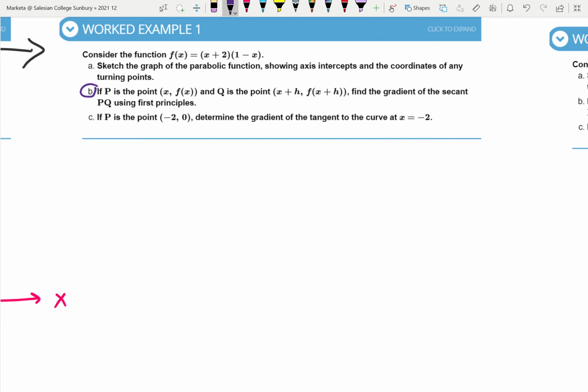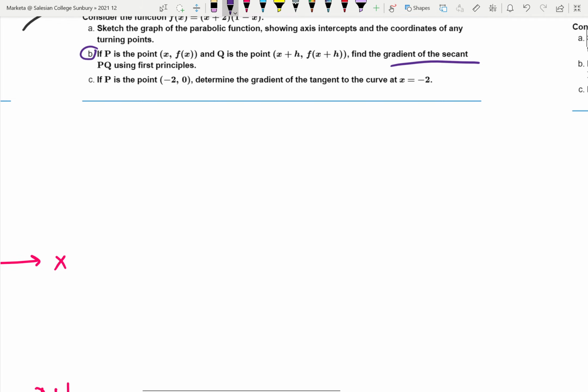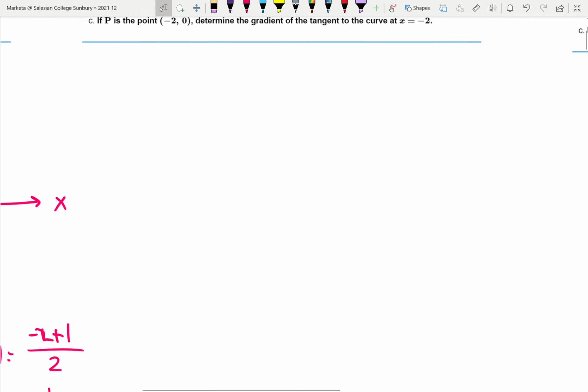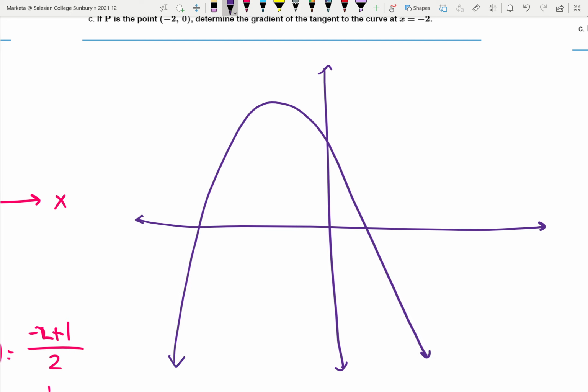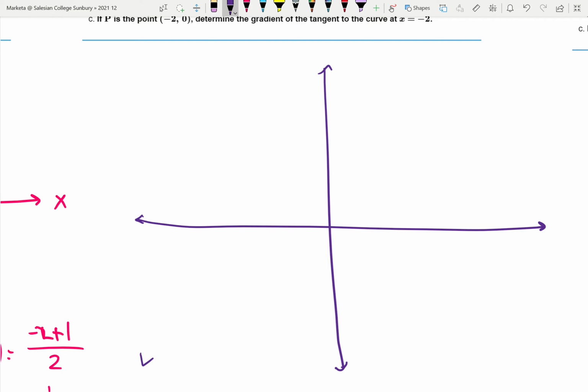So now if P is the point x, f of x and Q is the point x plus h, f of x plus h, find the gradient of the secant PQ using first principles. All right, good. Here's a first principles question. So I'm actually just going to draw this again, and I'm not going to draw all the features of the graph, because I don't want to for this question. I'm just going to exaggerate the gradient a little bit so it's easier to show.